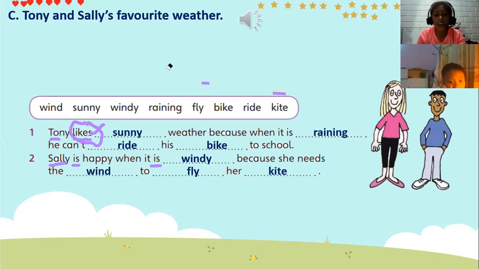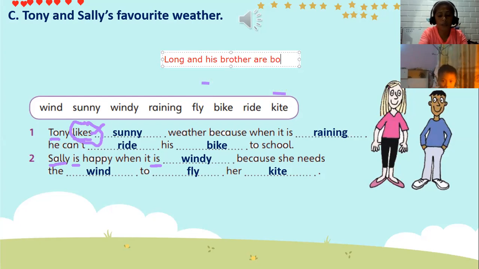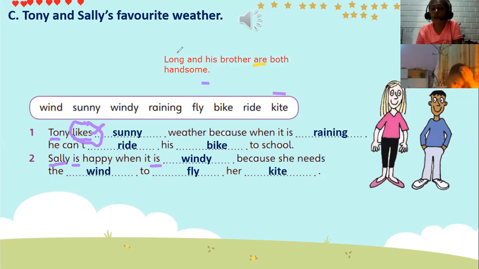Okay, but when I say long and his brother are both handsome. Okay, look at this one. I use R. Look at this one. I use R. Why, teacher? Why R, not S? Because, listen, because we are talking about Long and his brother. It's two persons. Long, one. Brother, two. So two persons, that is why we use R. Do you understand? Yeah.